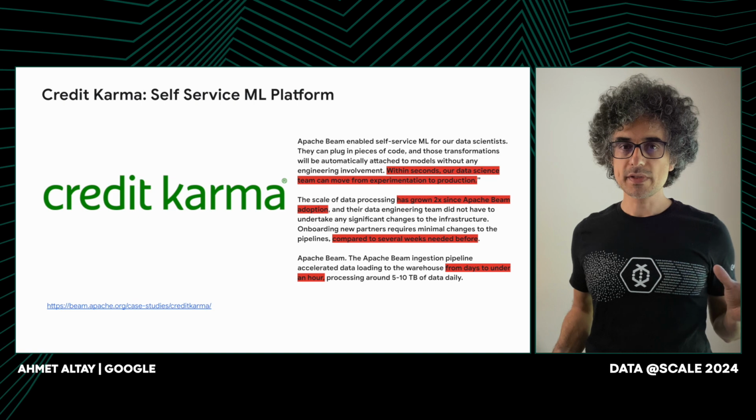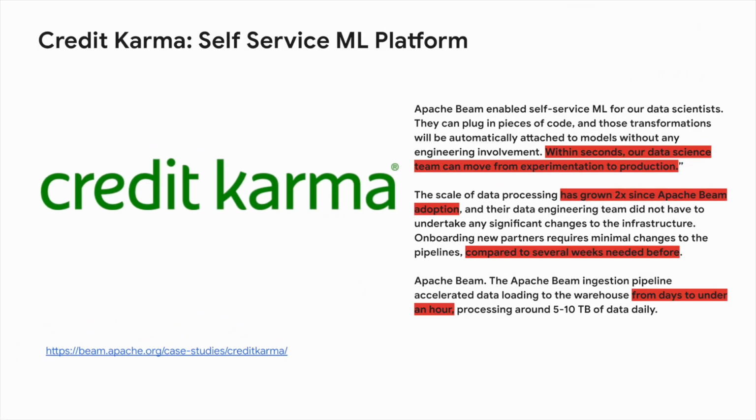Going back to another use case here, Credit Karma. What we heard from Credit Karma is that they are building a self-service machine learning platform. They would like to enable hundreds of data science teams to come and onboard Credit Karma's internal self-service ML platform. Before BeamML, they were experiencing up to weeks to onboard different teams onto their system.